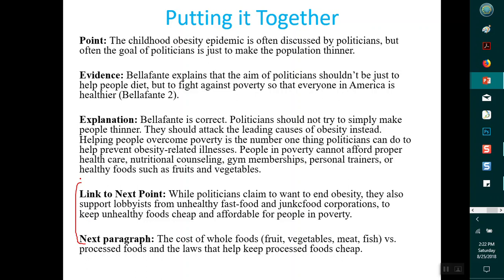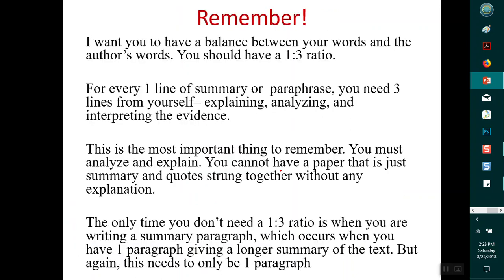Are they logical? Now here, I have talked about politicians wanting to end obesity, which I just talked about. And then next, I have how they support lobbyists. So I've brought up the point that I just had, and I bring up my second point that I'm going to talk about here, which is a good logical transition.